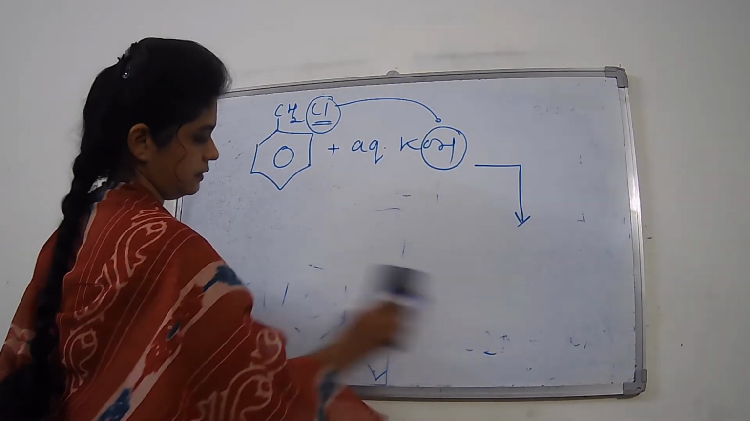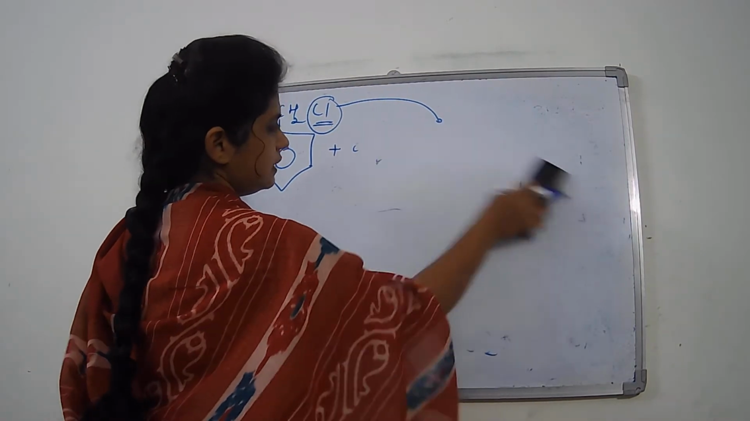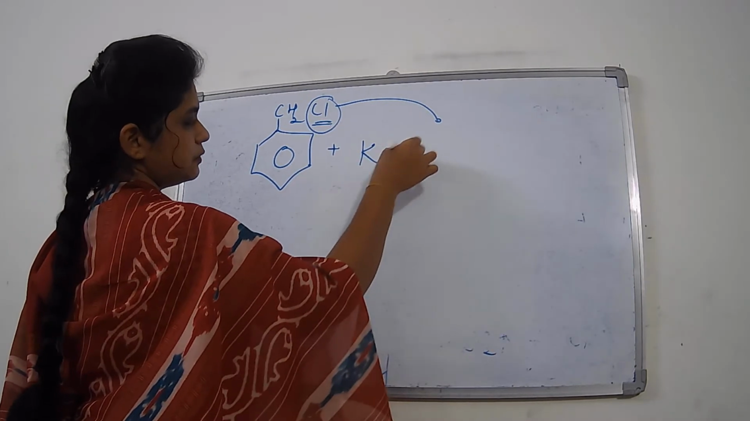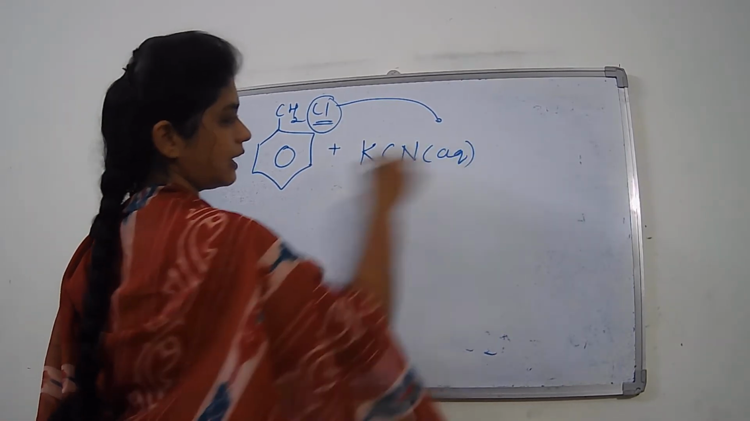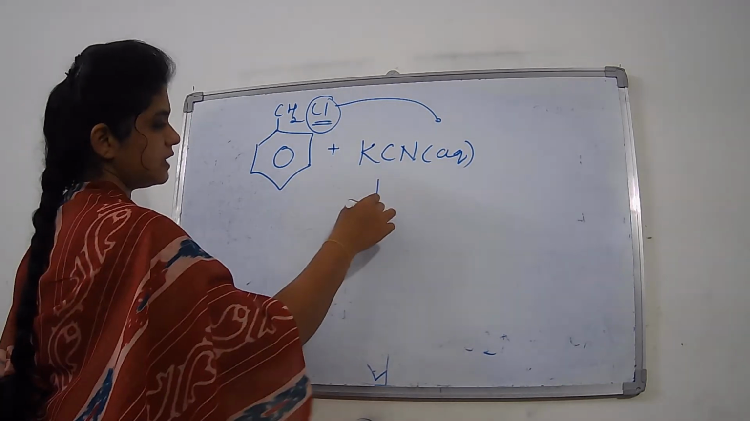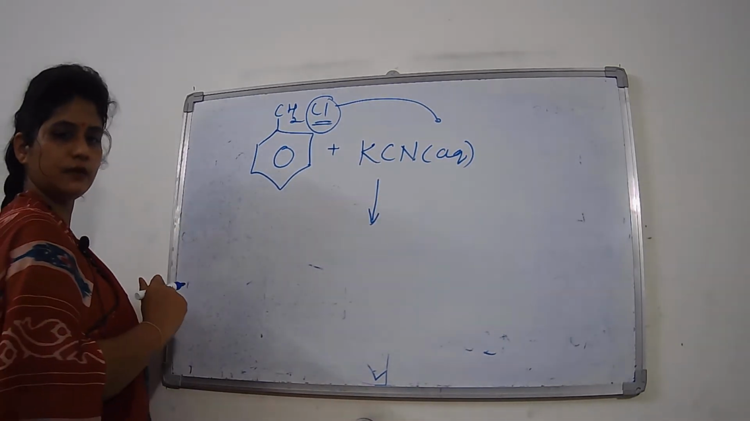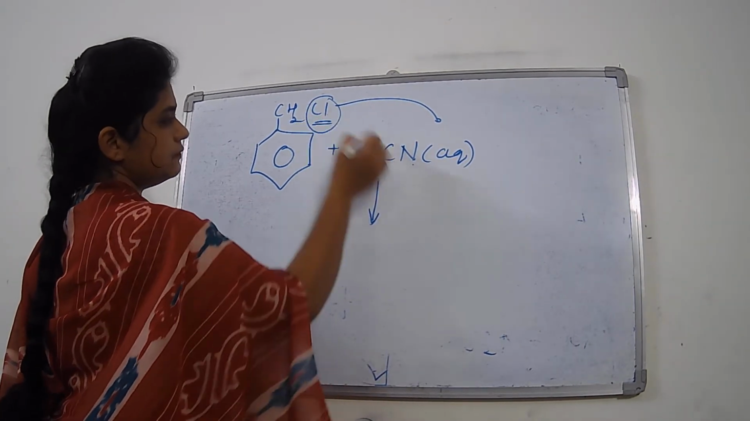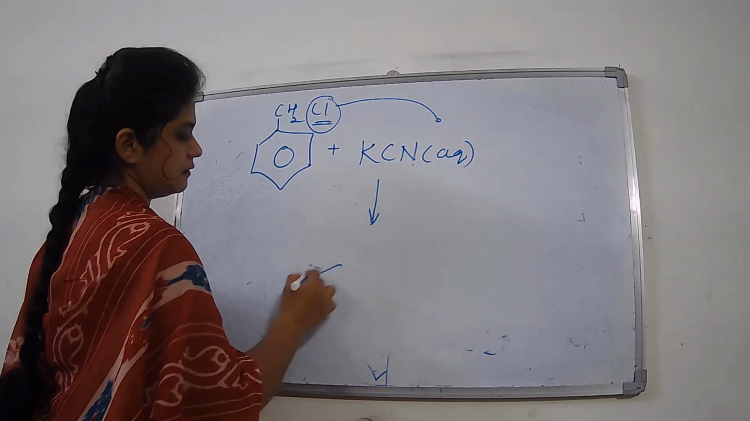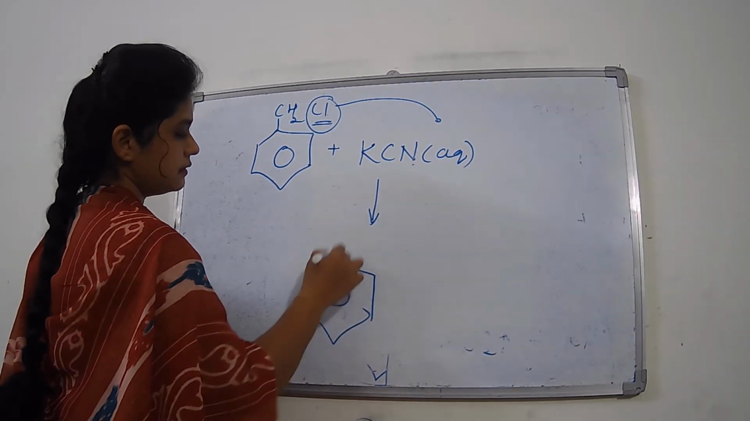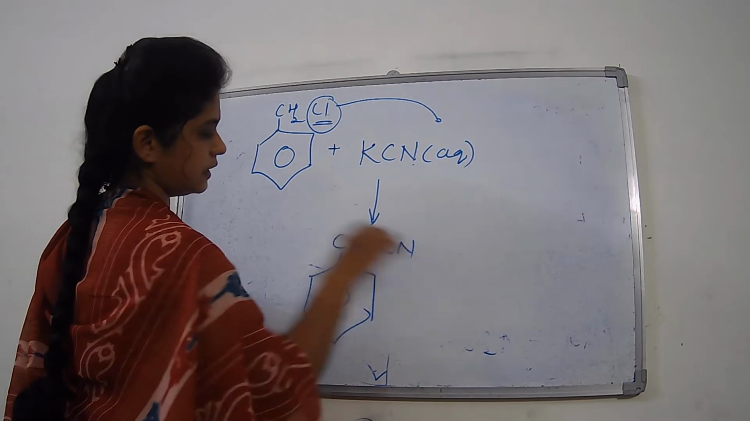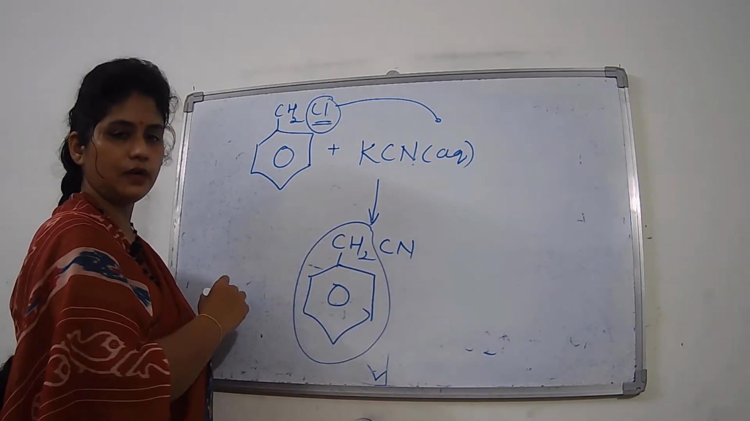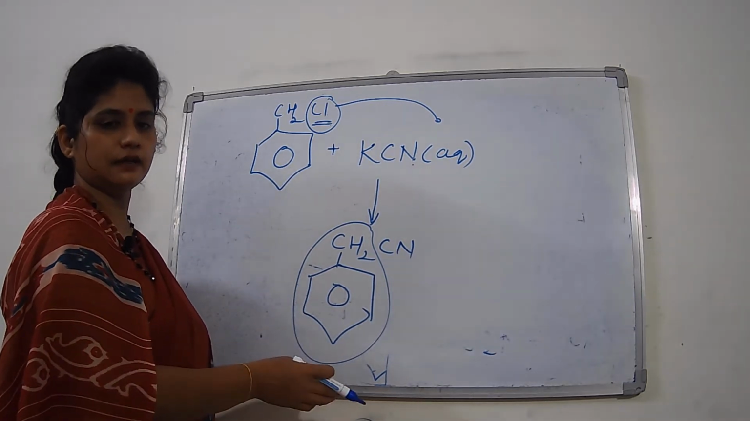Now the second reaction is substitution by CN. We are using KCN, that means potassium cyanide, here. We use an aqueous solution of it. Whenever this aqueous solution of KCN reacts with benzyl chloride, a simple substitution reaction takes place. Instead of Cl we substitute CN. So we get the compound CH2, now it becomes CN. Now we know that this is a benzyl group. So what is the name of this compound? It becomes benzyl cyanide.